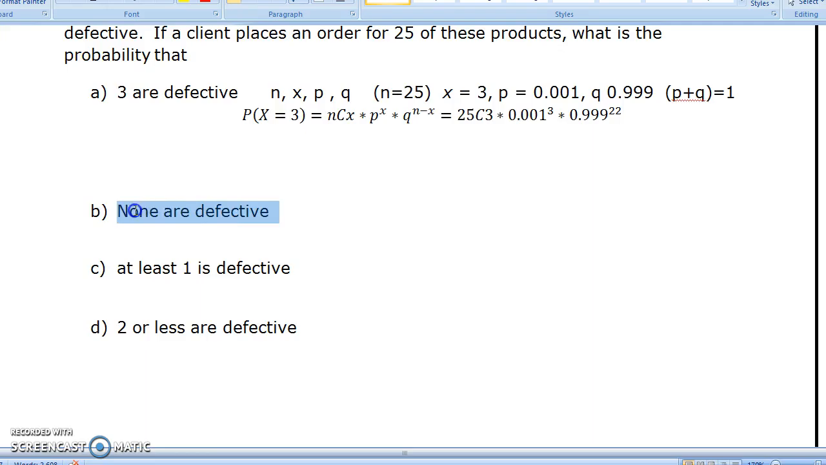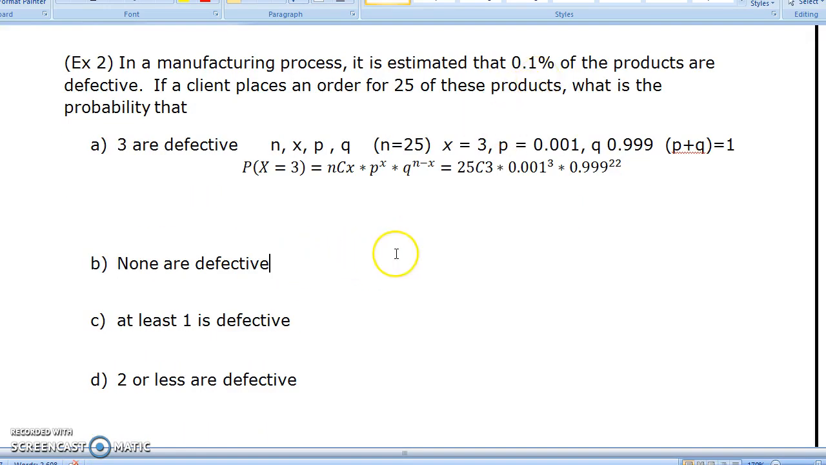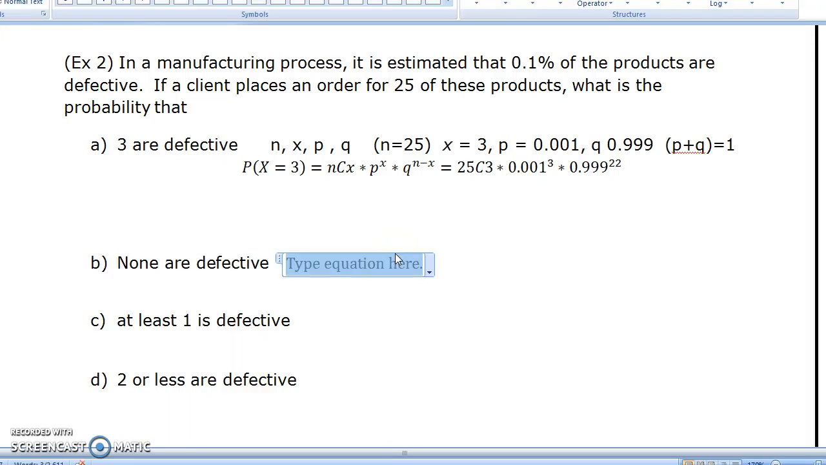More likely would probably be that none of them are defective, right? That in fact they're all good parts. So again, we go 25, choose 0. Because remember, we have defined P, the success, as being a defective part, times 0.001 to the power of 0 times 0.999 to the power of 25, right? 25 failures, 0 successes, and there's only one way to do that, of course. This one is 25, choose 0. So let's go back to GeoGebra here and work out what it is this should be.